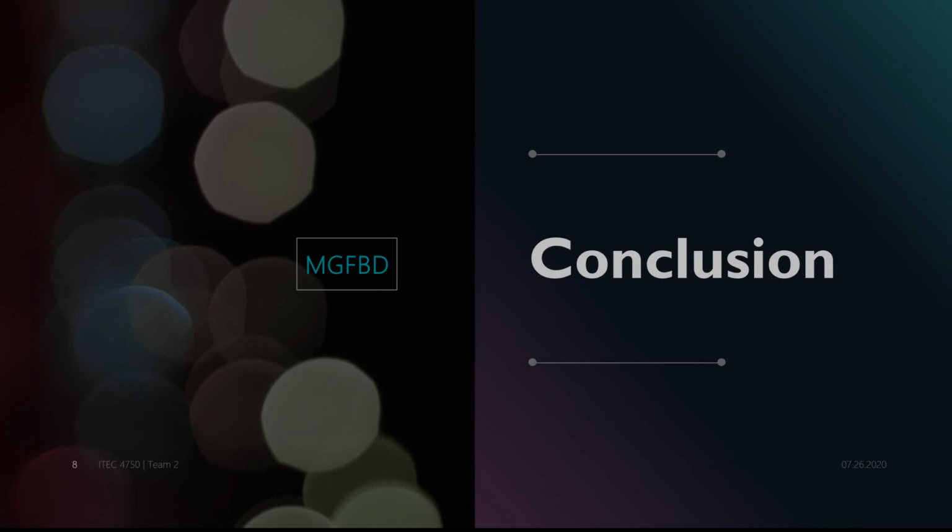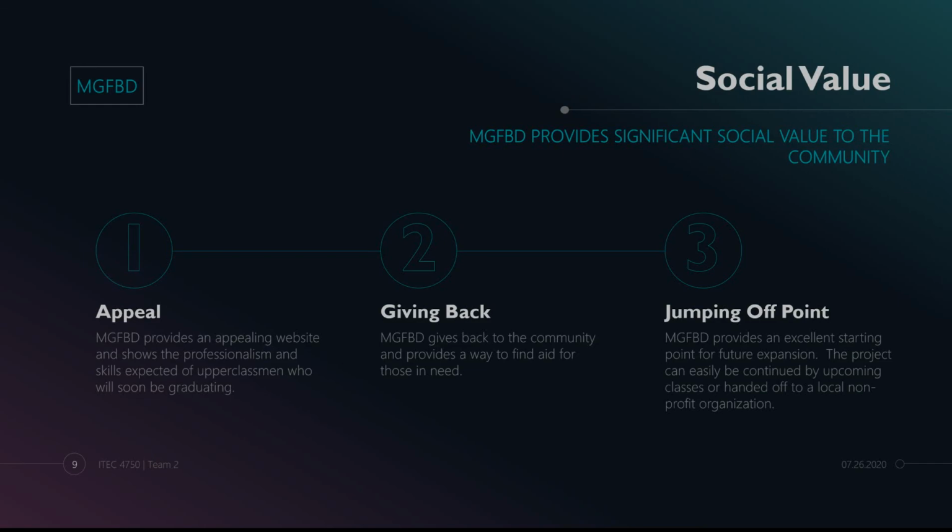Now that we've taken a look at how the site operates and what it will take to maintain the site in the future, let's draw our conclusions as to the success of this project and what was accomplished. A key metric to the success of a project is the project's social value. Middle Georgia Food Bank Directory provides significant social value to the community. First, the site has appeal. The directory provides an appealing website and showcases the professionalism and skills expected of upperclassmen who will soon be graduating.